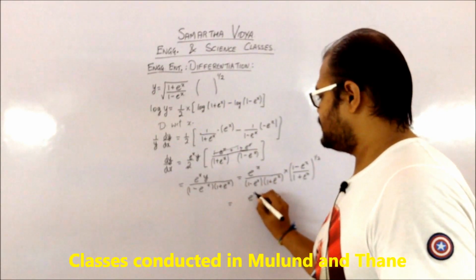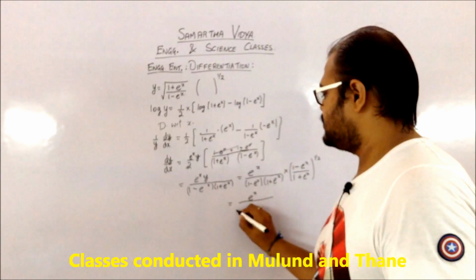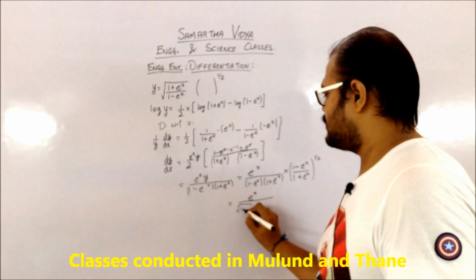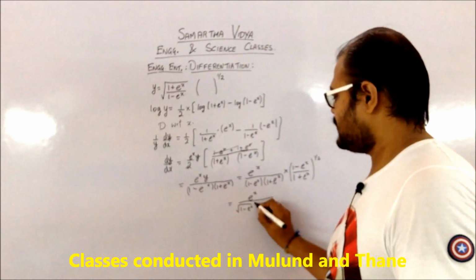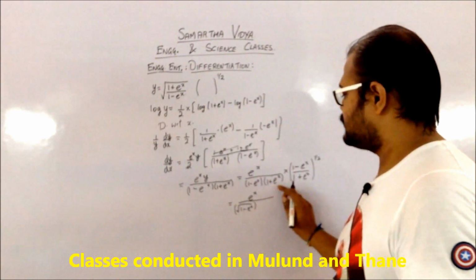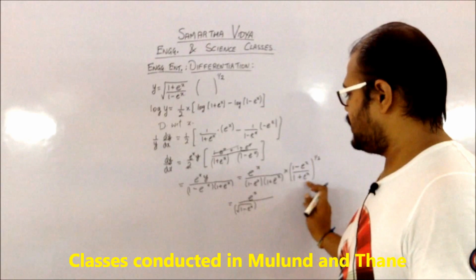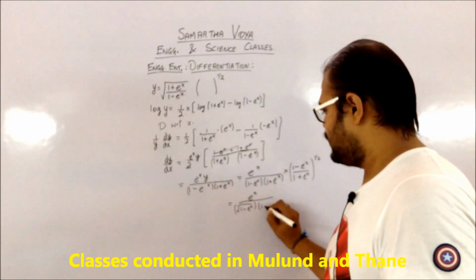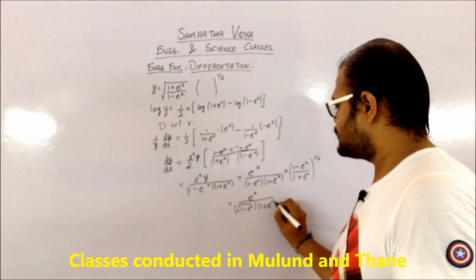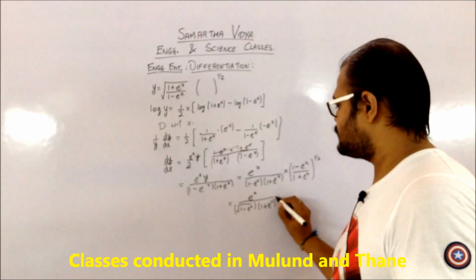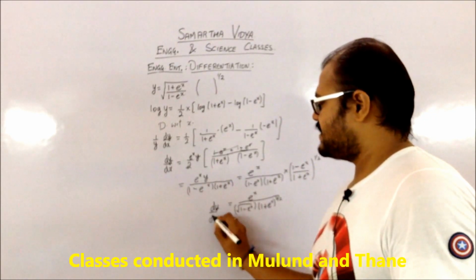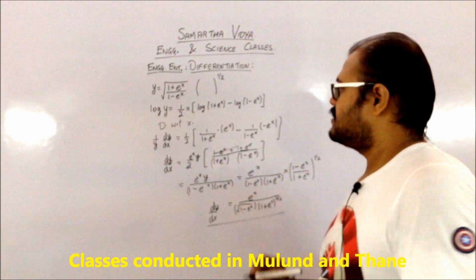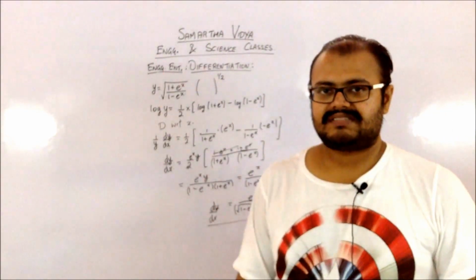So it's going to be e raised to x into root of 1 minus e raised to x, this part, and this is 1 plus e raised to x into the half of that. So that's going to be 1 plus e raised to x raised to 3 by 2. So this is your derivative, that is dy by dx, when you're taking log of it.